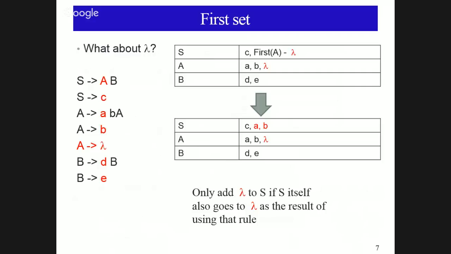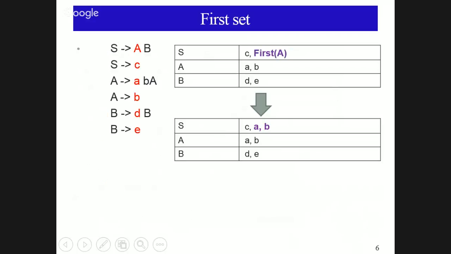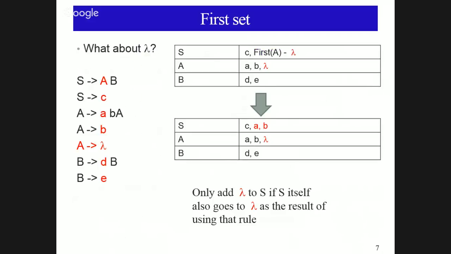What about first set of S? Now it has big A in it. We do not put lambdas. Even though on the previous slide, what we said was, whatever A's first set is, put it in for S because S starts with A, right? But now the first set of A has a lambda in it. We do not put a lambda into S because S itself, notice, does not go to lambda. S has to have at least a C in it, right?